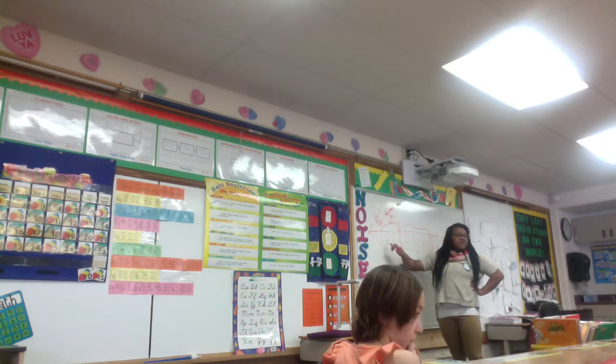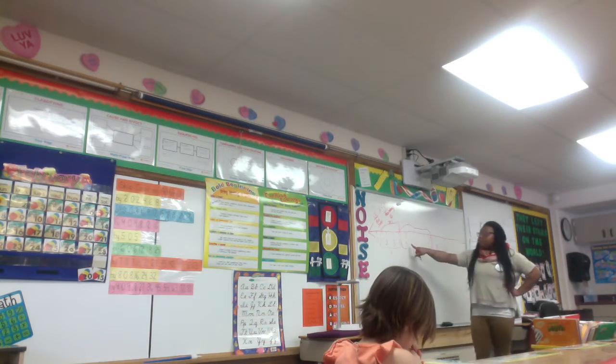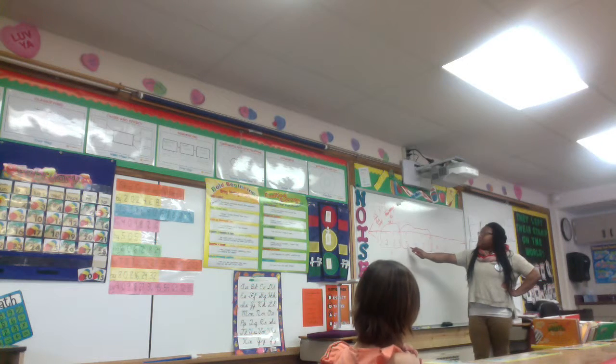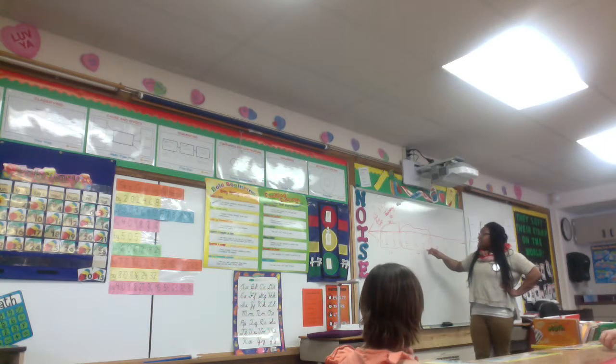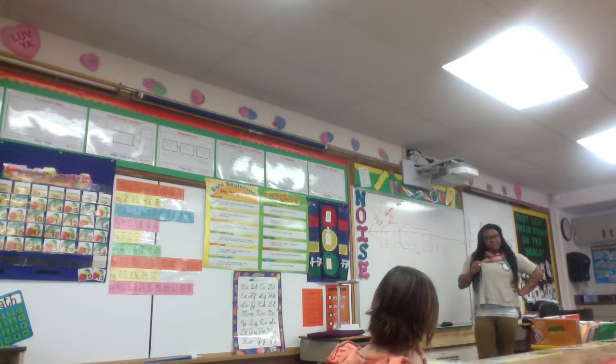So count with me, Natalia. Let's see how many numbers we have. We have 1, 2, 3, 4. There's 4 numbers. And then we go to our next jump, and our next jump has 5, 6, 7, and 8. So that's 4 numbers there. Did you maybe count wrong? It will not be any of those answers.